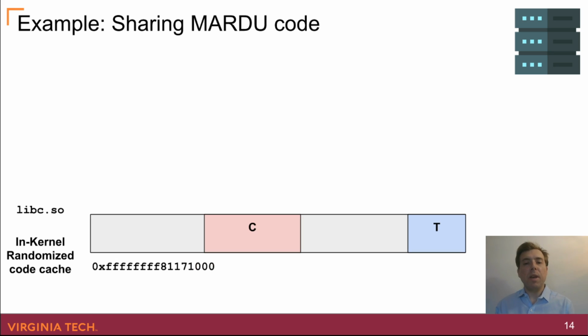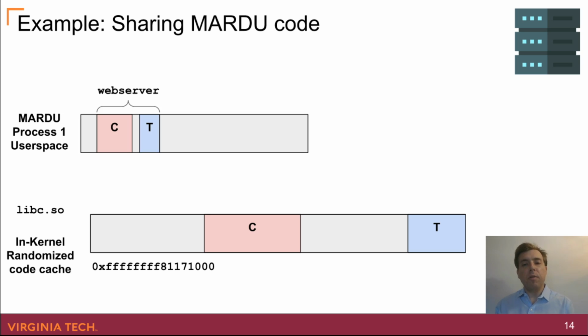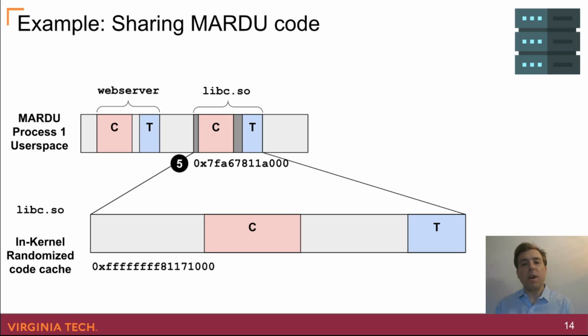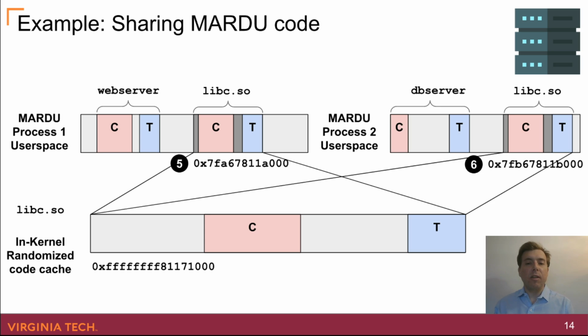So now, assuming we have a MARDU-enabled libc, if we have a new MARDU-enabled program start up like a web server, it'll first perform its own MARDU randomization and then simply map a virtual copy of the MARDU randomized libc into its user space memory and use it like normal. The same process occurs for any other MARDU-enabled program.